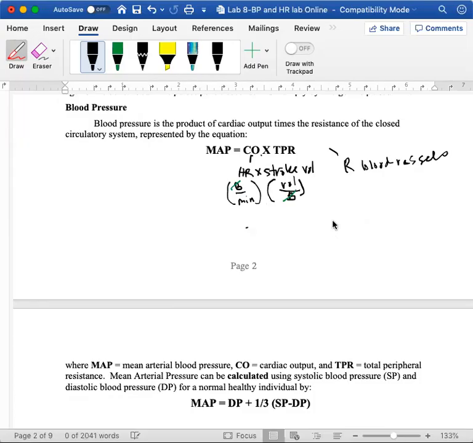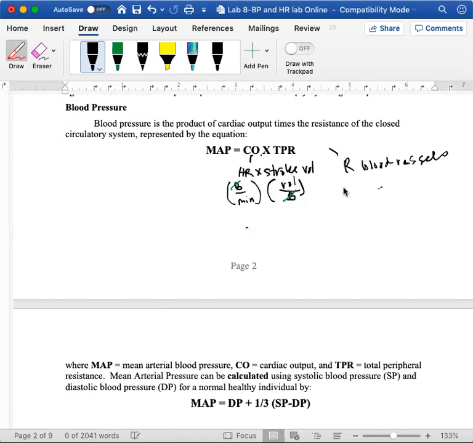The resistance of the blood vessels can change depending on how much epi and norepi you're releasing, right? Keep in mind that they don't have acetylcholine receptors. They don't have nicotinic cholinergic receptors or muscarinic cholinergic receptors. So they respond to epi and norepi.